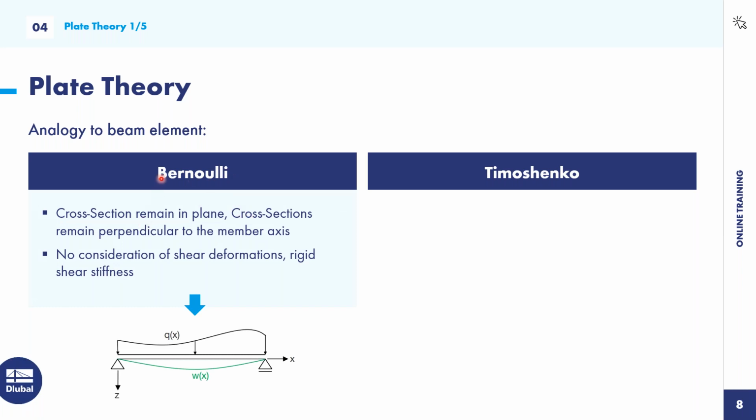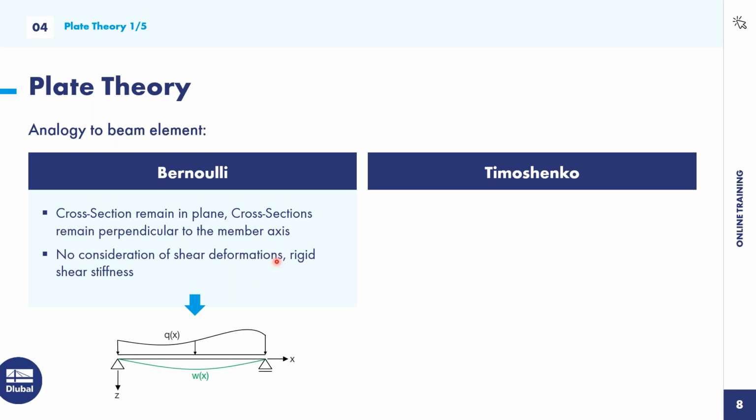So, what is the Bernoulli beam? First of all, there is the cross section. When I deform something, it remains in plane, and the cross section also remains perpendicular to the member axis. I have also prepared a picture later for that. And one important point is that we don't consider any shear deformations because our shear stiffness is rigid. This is one thing you study. You will start with that because it's easier to calculate. And a lot of the formulas you use are similar to that.